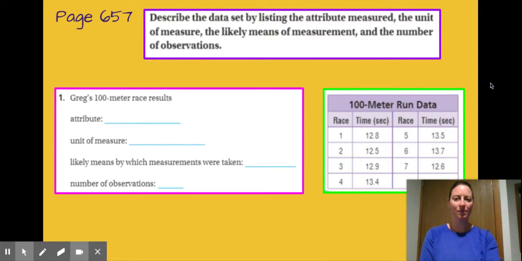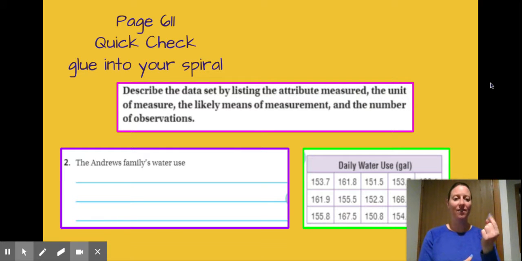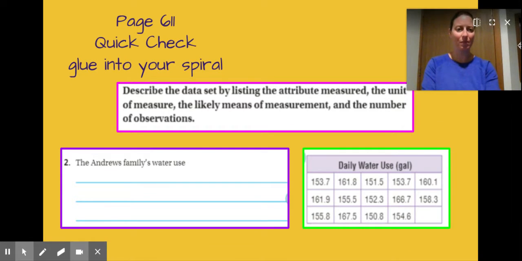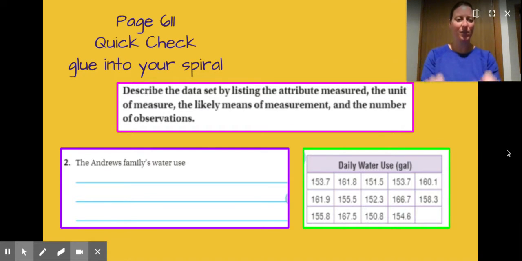Page 611, your quick check. Glue this into your spiral. Describe the data set by listing the attributes measured, the unit of measure, the way you measured, and your observations. And so use the chart to write out the Andrews family's water use daily.